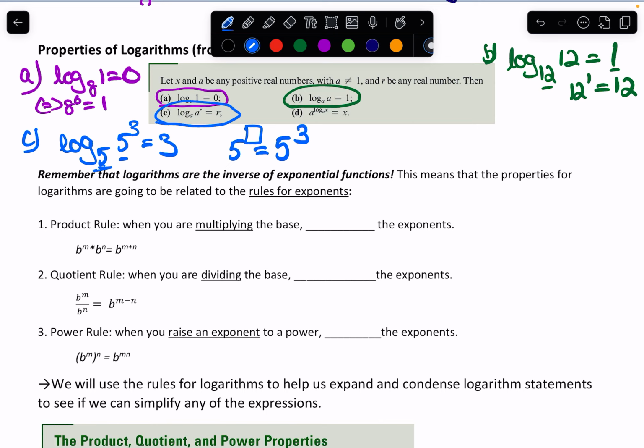Okay, and then let's look at d here. So a to the power of log with the base a of x equals x. So this means that, for example, 2 to the power of log with base 2 of x is going to equal x.